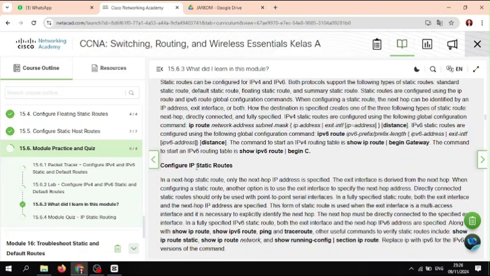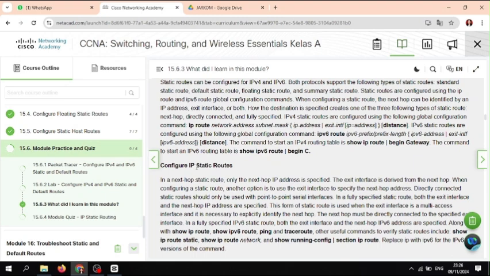Static routes yang terhubung langsung akan hanya digunakan dengan interface serial point-to-point. Dalam static routes yang ditentukan sepenuhnya, output interface dan alamat IP hop berikutnya ditentukan. Bentuk static routes ini digunakan ketika output interface adalah interface multi-akses dan perlu untuk mengidentifikasi hop berikutnya secara eksplisit. Hop berikutnya harus terhubung langsung ke output interface yang ditentukan.